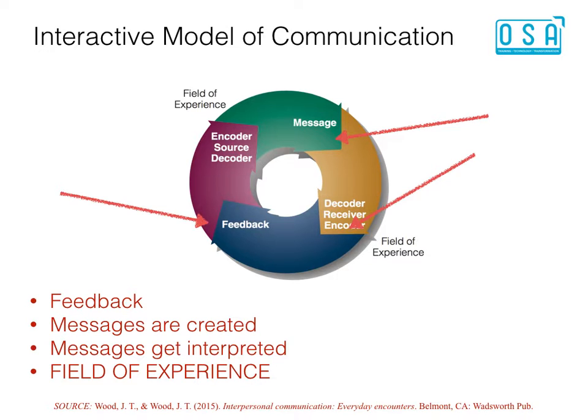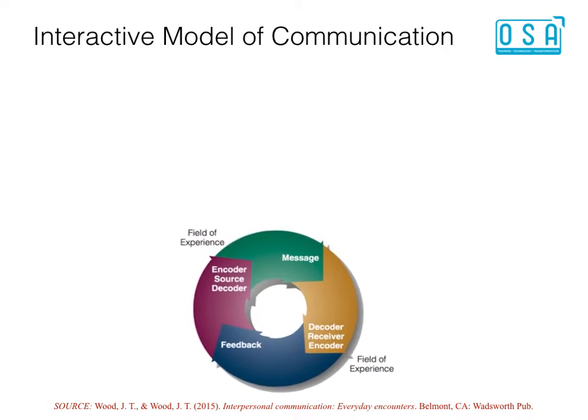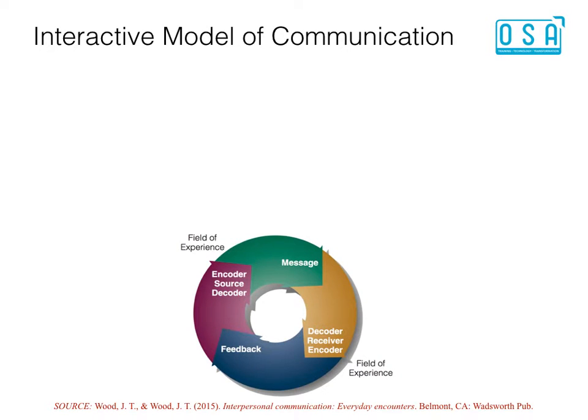Although the interactive model is an improvement over the linear model, it still portrays communication as a sequential process in which one person is a sender and another is a receiver. Let's see why. In reality, everyone who is involved in communication both sends and receives messages.